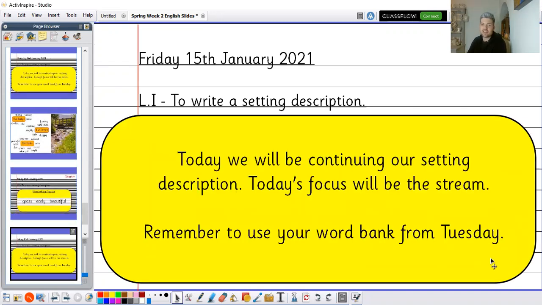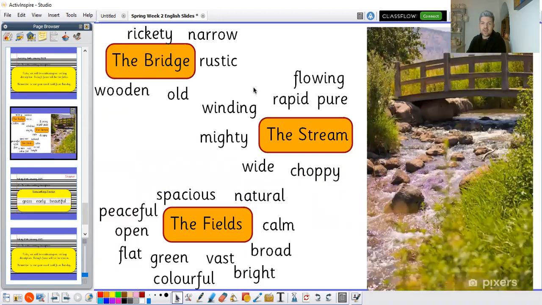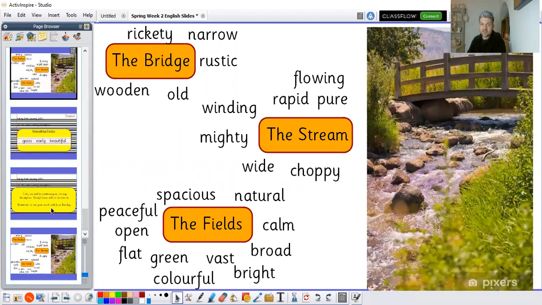Okay, so as I said then, today is the final day that we are going to be working on our setting descriptions. As I've said the last couple of days, do make sure that you have got your word bank to hand, as today we will be thinking about the stream. I was particularly drawn to this picture when I was choosing, because I really like these big rocks and these big boulders that create all of these different ripples in the water. So that could be definitely something which you think about today when you are writing.